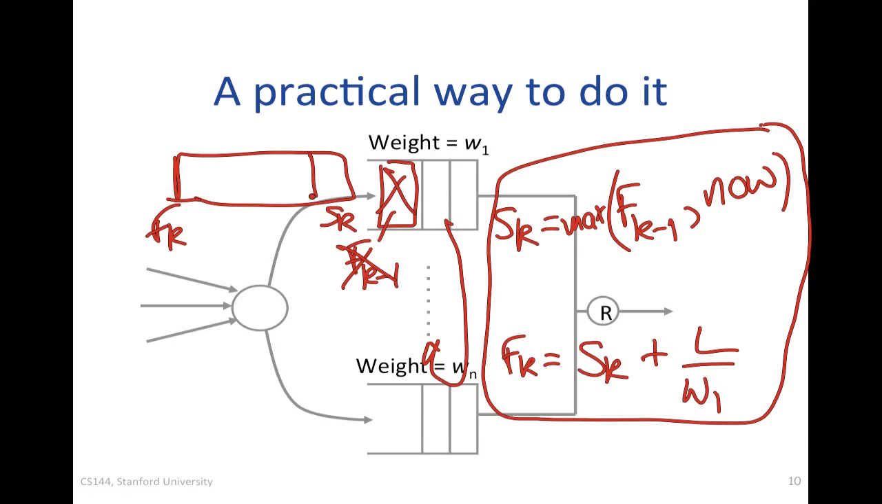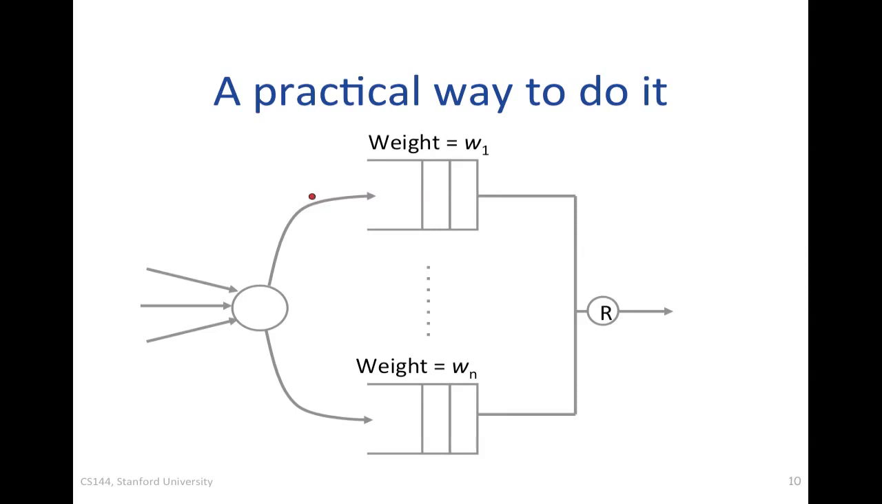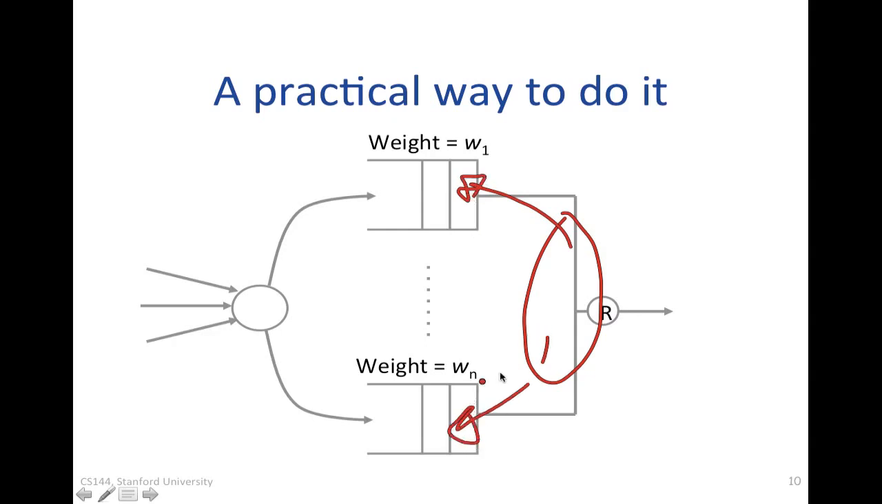And then what we're going to do is service the packets. In other words, we're going to take the packets from head of line. So here is a scheduler. It's going to be examining the head of line packets, and it's going to pick the one with the lowest F, the lowest finishing time. So it'll pick the packet with the lowest finishing time. So that's what the scheduler does.